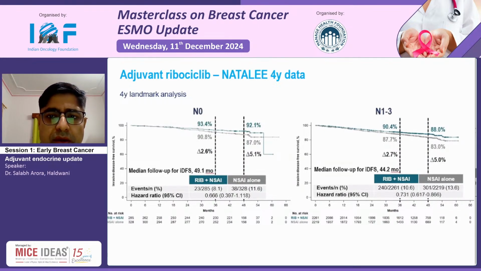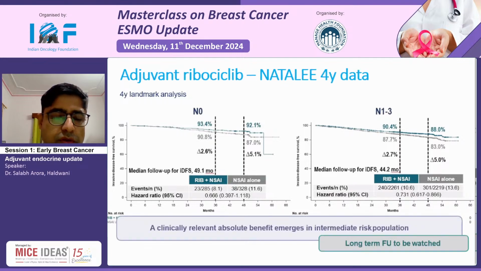When you dissect them out by nodal status, patients with node negative disease had a 5% improvement in IDFS at 4 years. However, this was not statistically significant, but in node positive patients, there was a characteristic advantage with the use of adjuvant ribociclib for 3 years. In summary, what one can take away from this trial is that there was a clinically relevant absolute benefit in this intermediate risk population, which we had seen previously and is now confirmed with 4 years of follow-up.